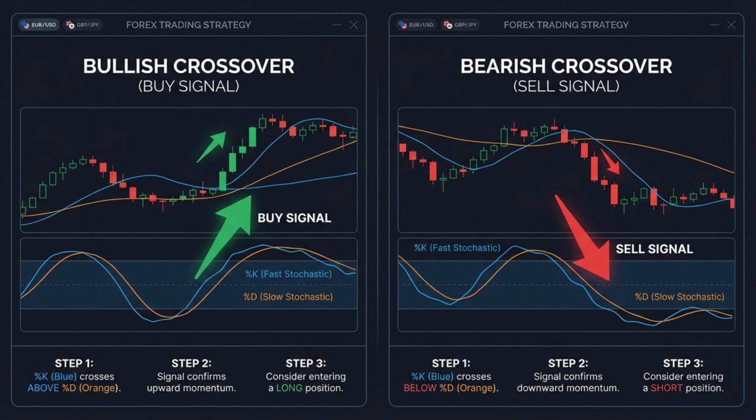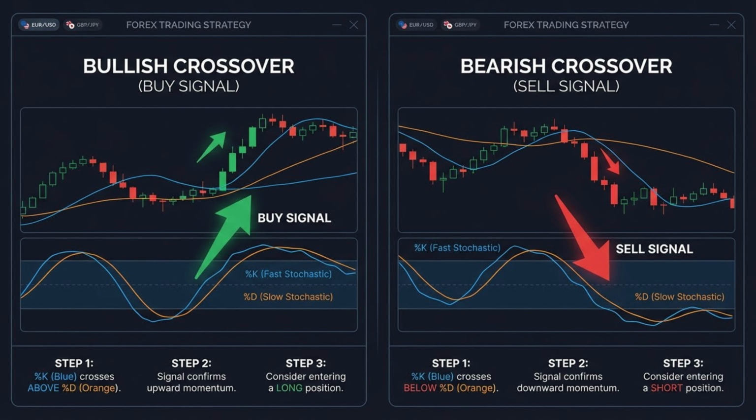A key part of using the stochastic oscillator effectively is understanding bullish and bearish crossovers, which help traders identify potential buy and sell opportunities. A bullish crossover, or buy signal, occurs when the %K line crosses above the %D line, usually in or near the oversold region. This crossover suggests that momentum is shifting upward and that buyers may be stepping back into the market.